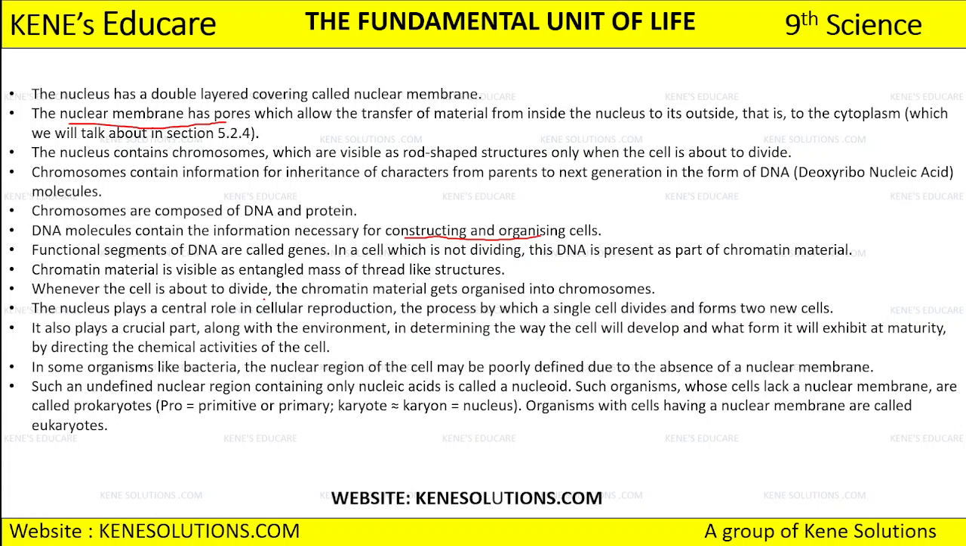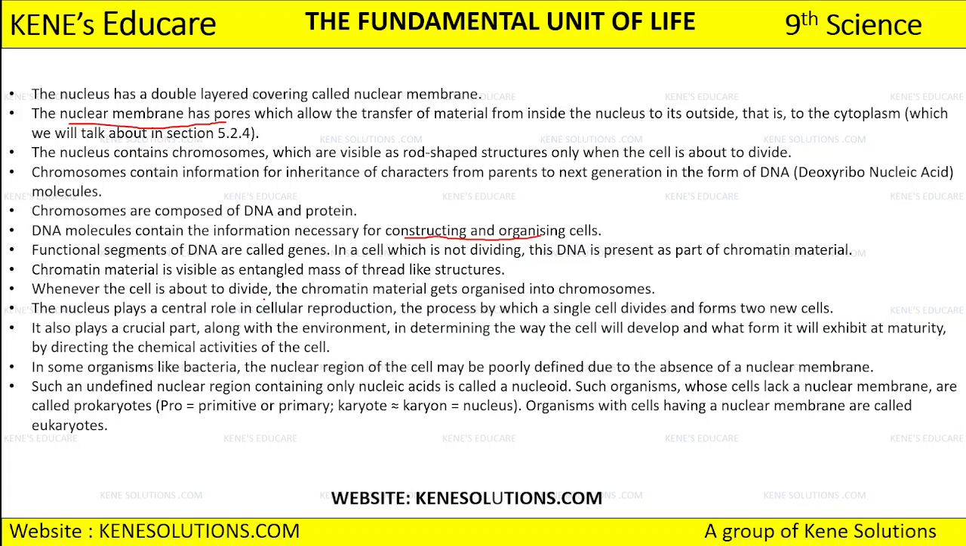Okay, so such an undefined nuclear region which has only nucleic acid, we call that region a poorly defined nuclear region, and with only this nucleic acid we call it the nucleoid. And such organisms which do not have a nuclear membrane, we call them prokaryotes. What do we call them? Prokaryotes. And those which have a nuclear membrane, we call them eukaryotes.